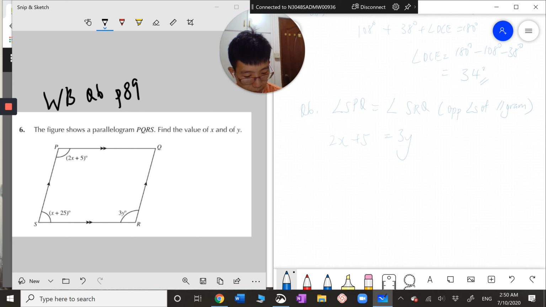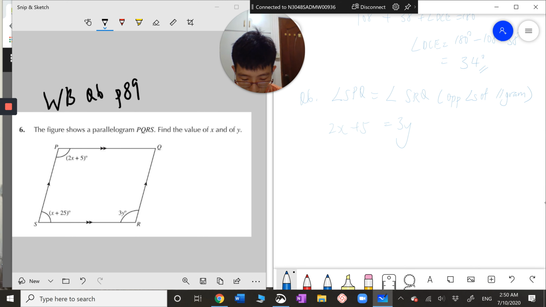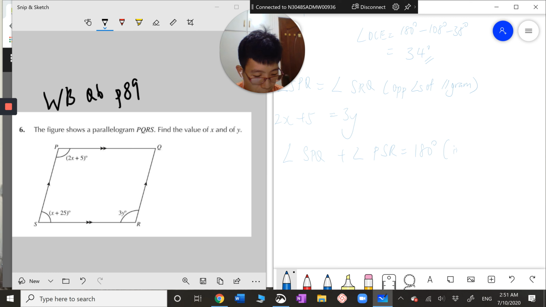So the next one, angle SPQ plus angle PSR equals 180 degrees, and the reason being, both of them are interior angles, and PQ is parallel to SR, so they are interior angles between two parallel lines. So in order to find the answers, you replace the angle with the expression. So SPQ is 2x plus 5, and PSR is x plus 25.